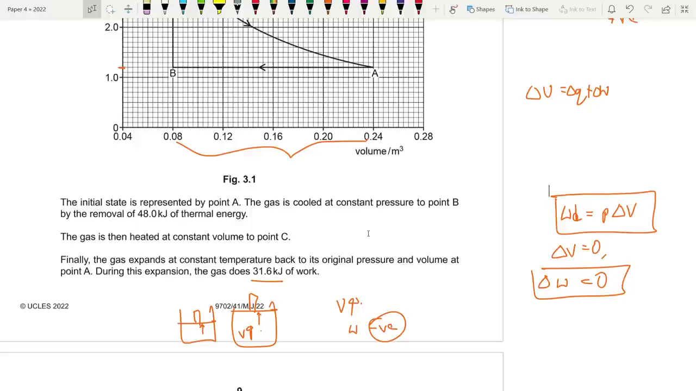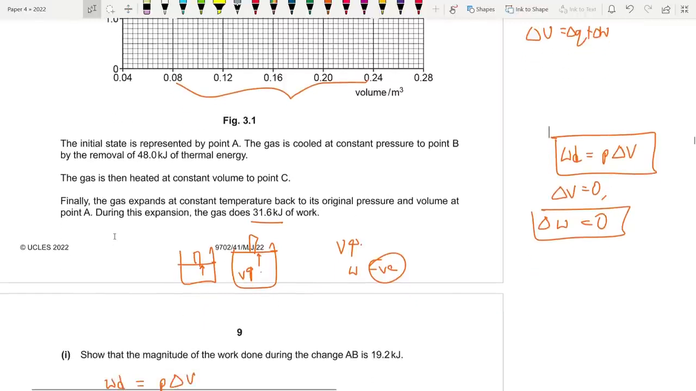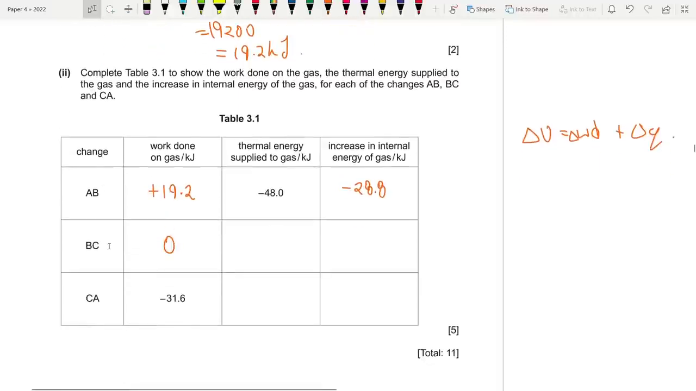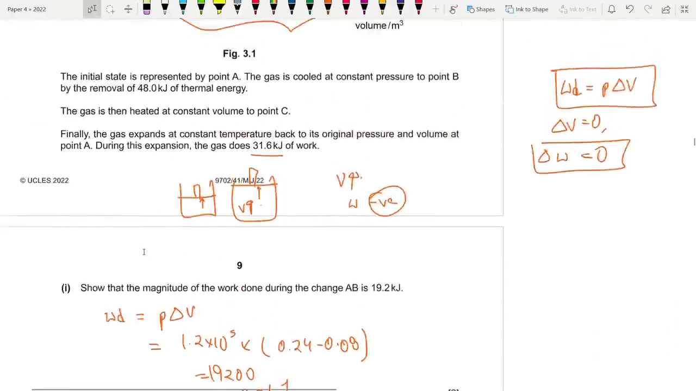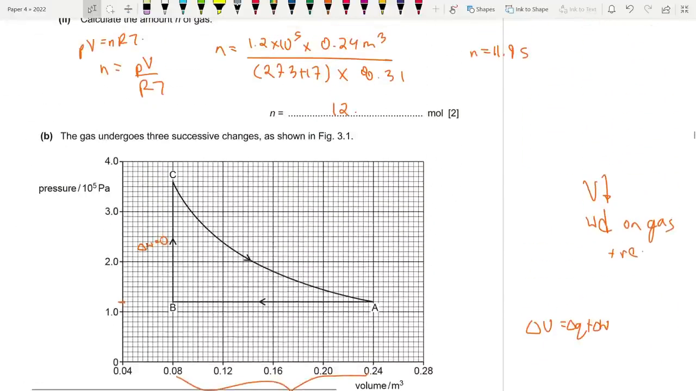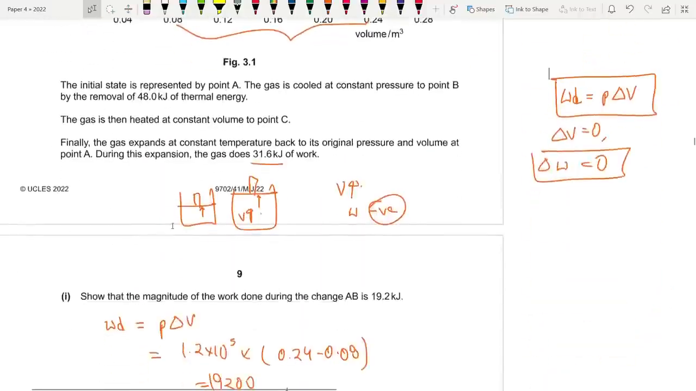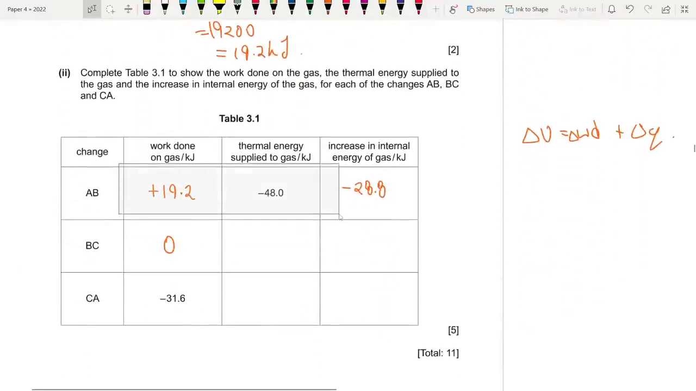Similarly, here we have the gas expands at constant temperature back to its original pressure and volume. So temperature usually has a relationship with kinetic energy. And this is a tricky one. I haven't seen this iteration before. This is tricky because these parts are common. We've already done these. We have done this before.